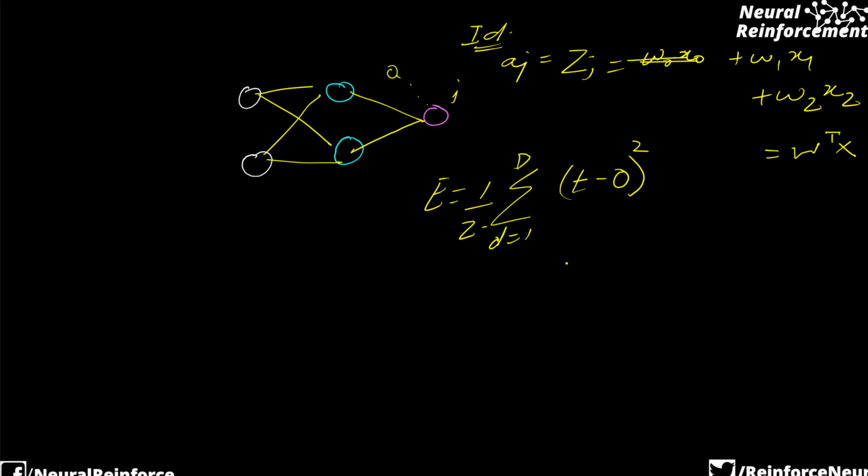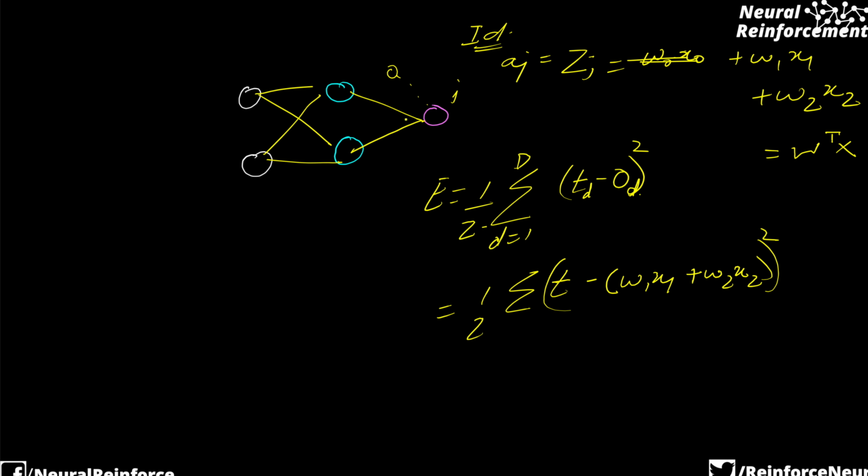So if we expand this notation, and I'm not adding d equals, but you can understand it. In fact, this should have also been d and d. So now I'll skip all the d's. T minus omega 1 x1 plus omega 2 x2, and this whole square, 1 by 2.